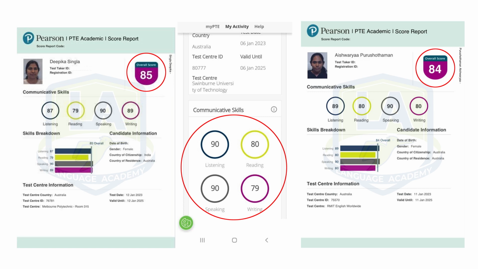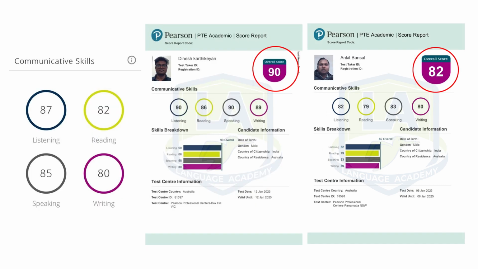He got 88 in listening, I guess 84, 85 in writing, something like this, right? And students have even got 90 in writing, 89 in writing. I'll attach a few recent scorecards on the screen. So yes, you can add extra words in write from dictation if you're not really sure about the sentence.